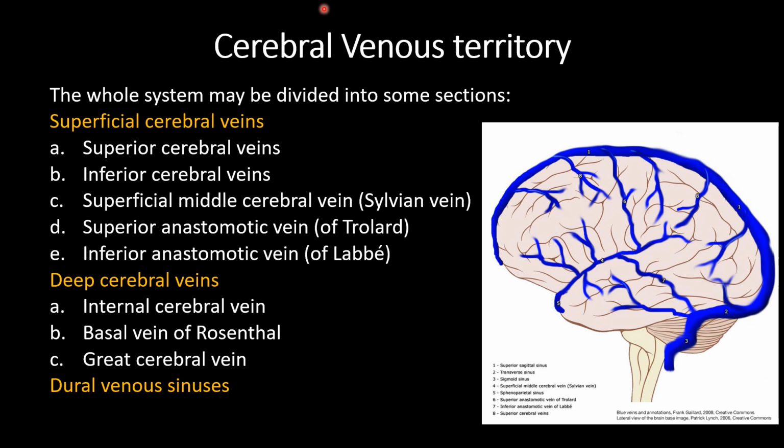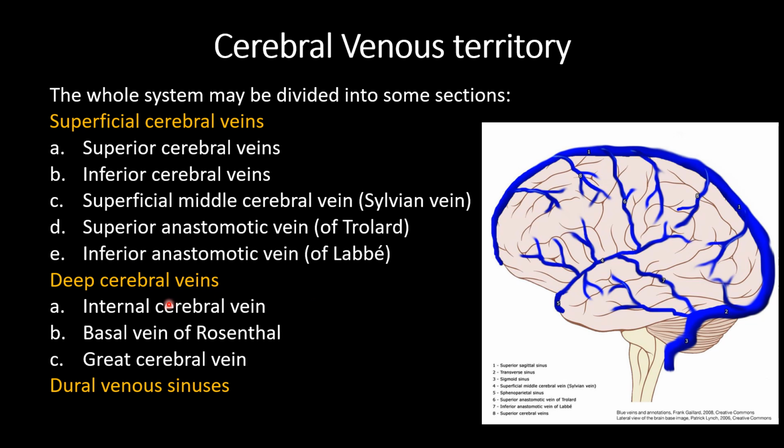Then here is the cerebral venous territory. The whole system may be divided into sections which include the superficial cerebral veins and the deep cerebral veins. The superficial ones include the superficial cerebral veins, inferior cerebral veins, and the superficial middle cerebral or the sylvian vein. Then the superior anastomotic vein of Trolard, which communicates the superior sagittal sinus with the middle cerebral vein, and then the inferior anastomotic vein of Labbé, which communicates the superficial middle cerebral vein with the transverse sinus.